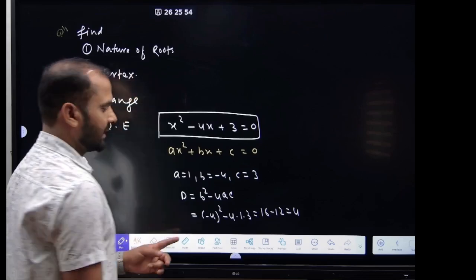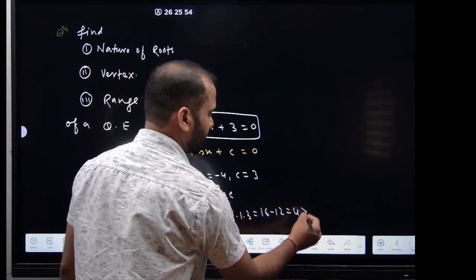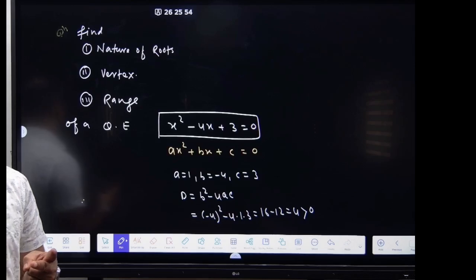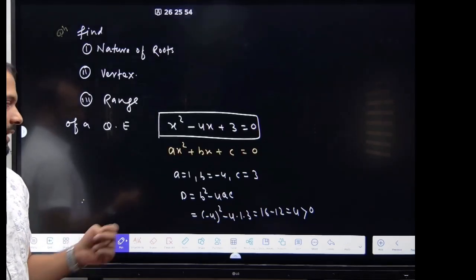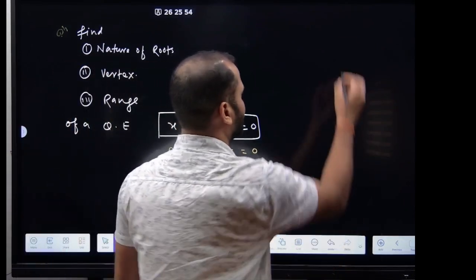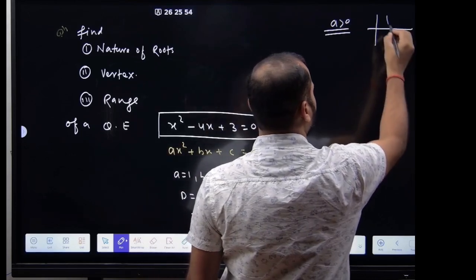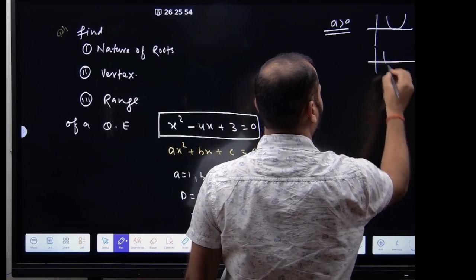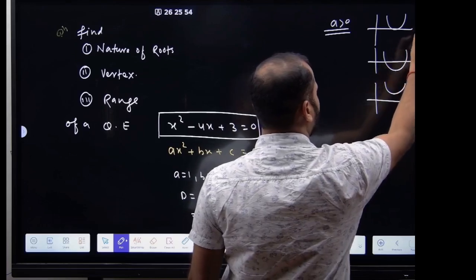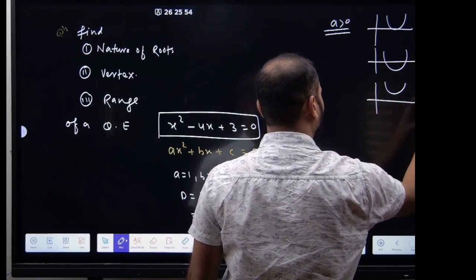How much is it? 4. Is it greater than 0 or less than 0? Greater than 0. So greater than 0 means how many roots will be there? 2 distinct roots will be there. Yes or no? Now what is A? Is A greater than 0 or less than 0? A is greater than 0, so 3 cases will be there. Either this case or this case or this case. So this is D equal to 0, this is D greater than 0, and this is D less than 0.